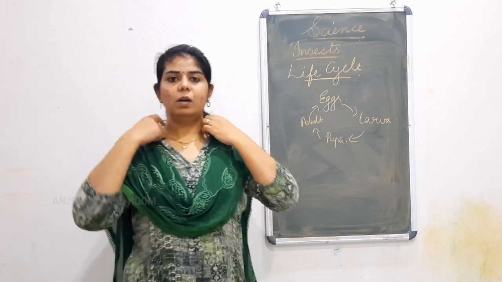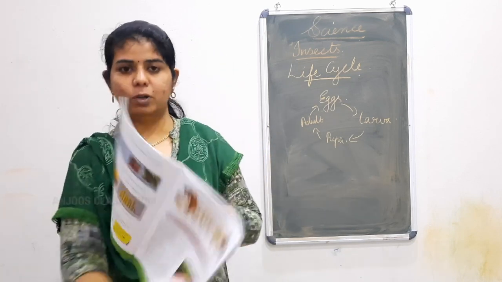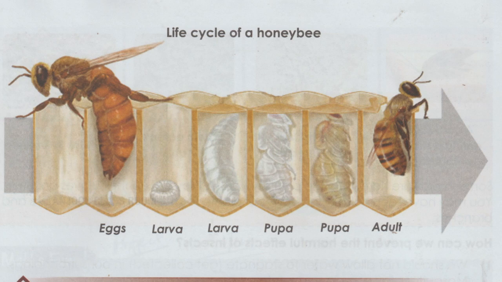That adult is the actual honeybee. It is given in your textbook. You can see the life stages of the honeybees. Here you can see it.